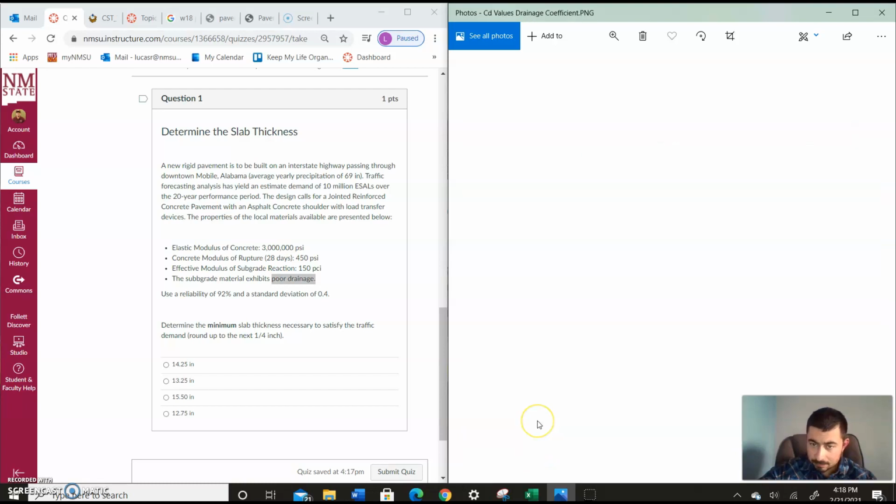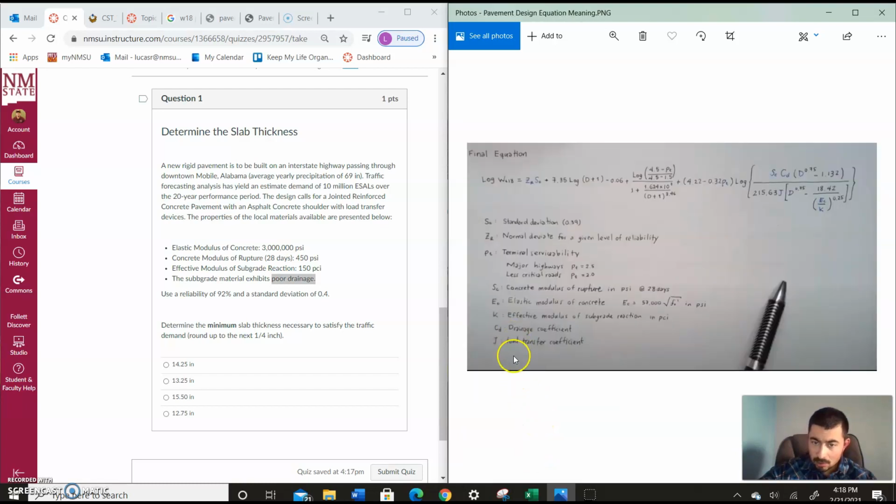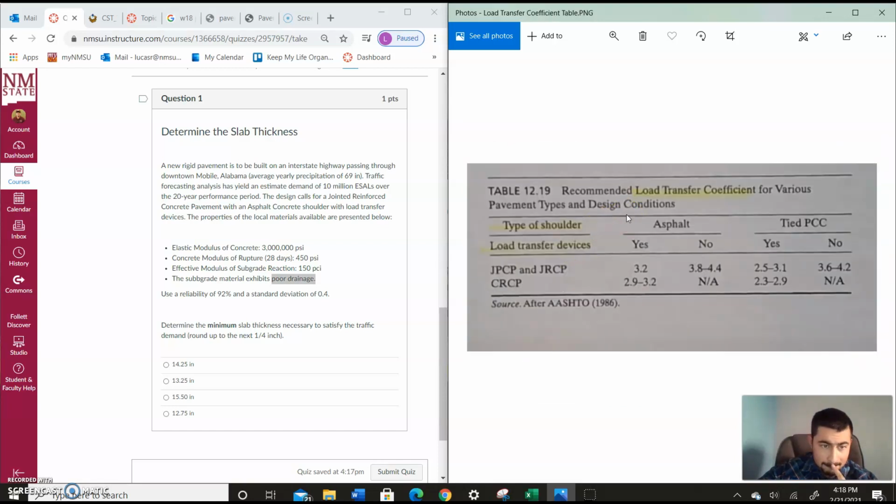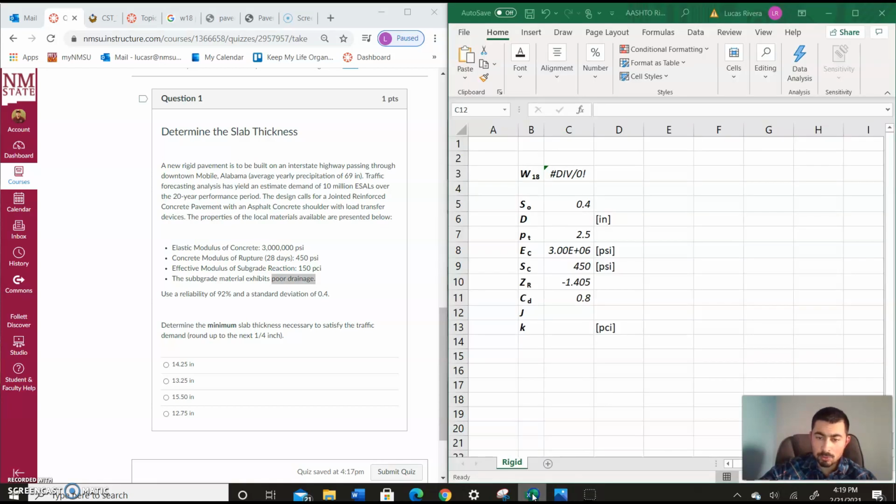J, what is J? Load transfer coefficient. Jointed reinforced concrete pavement with an asphalt concrete shoulder. Okay, asphalt. Load transfer device. That's 3.2. I see jointed reinforced concrete pavement with asphalt. Yes, 3.2. I'm going with 3.2 here.